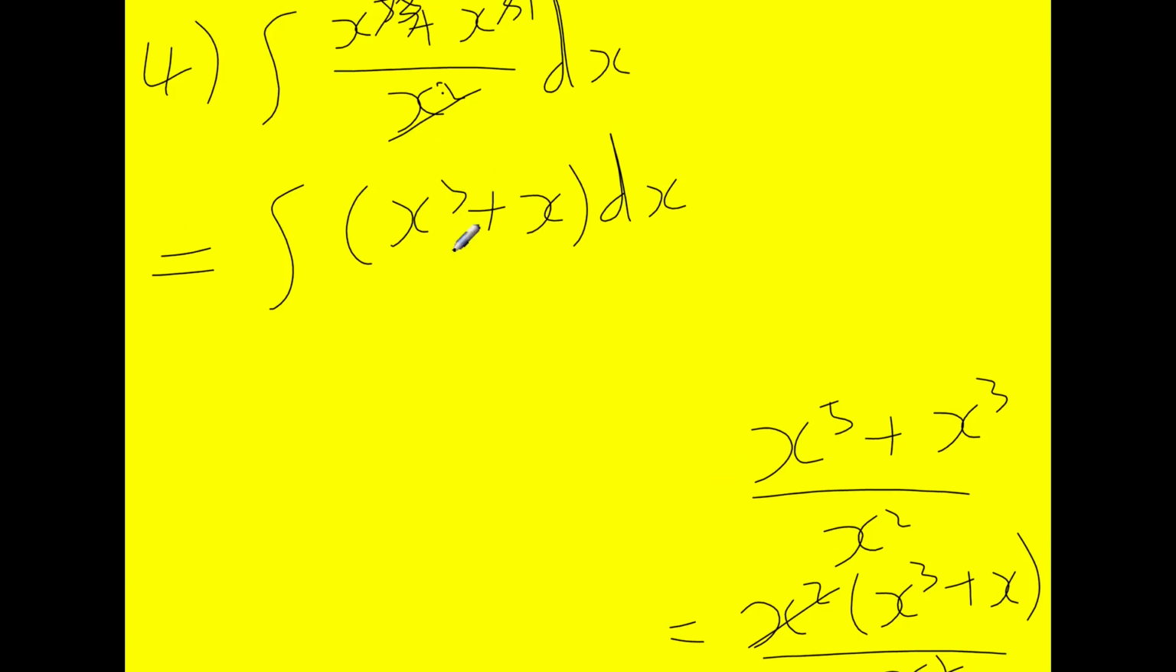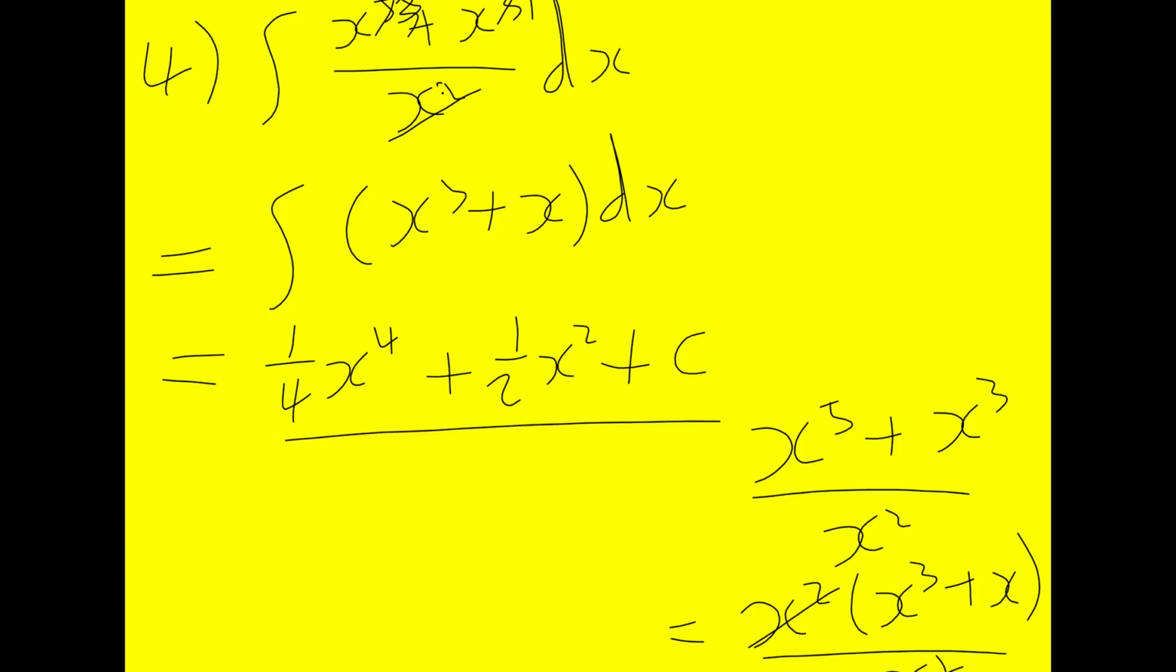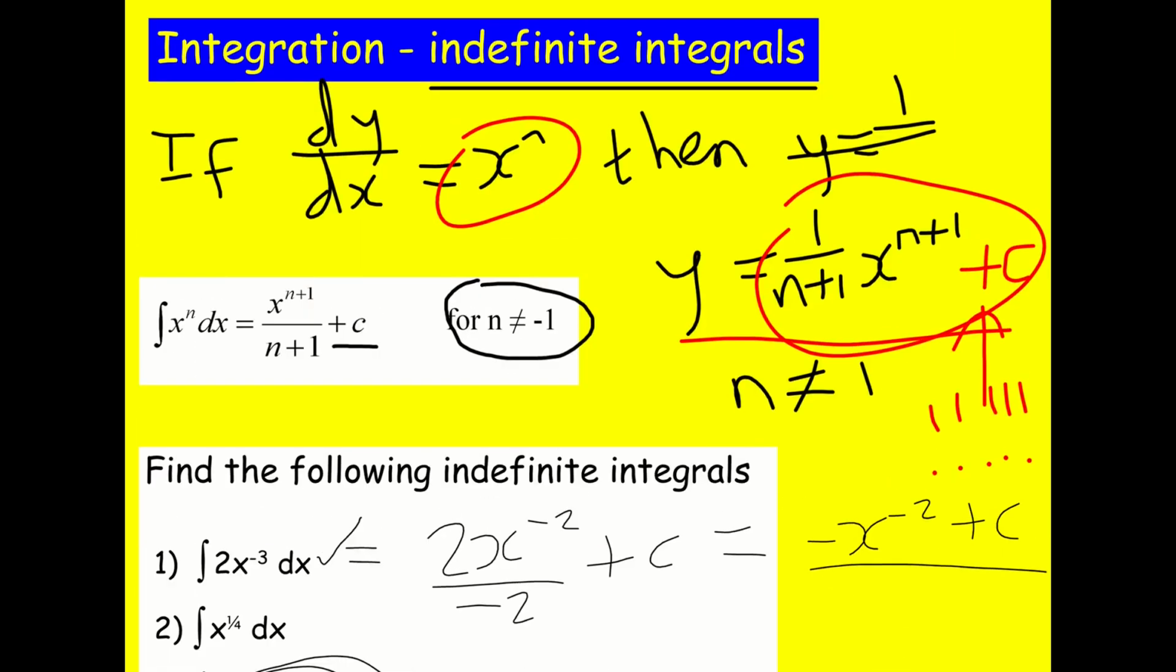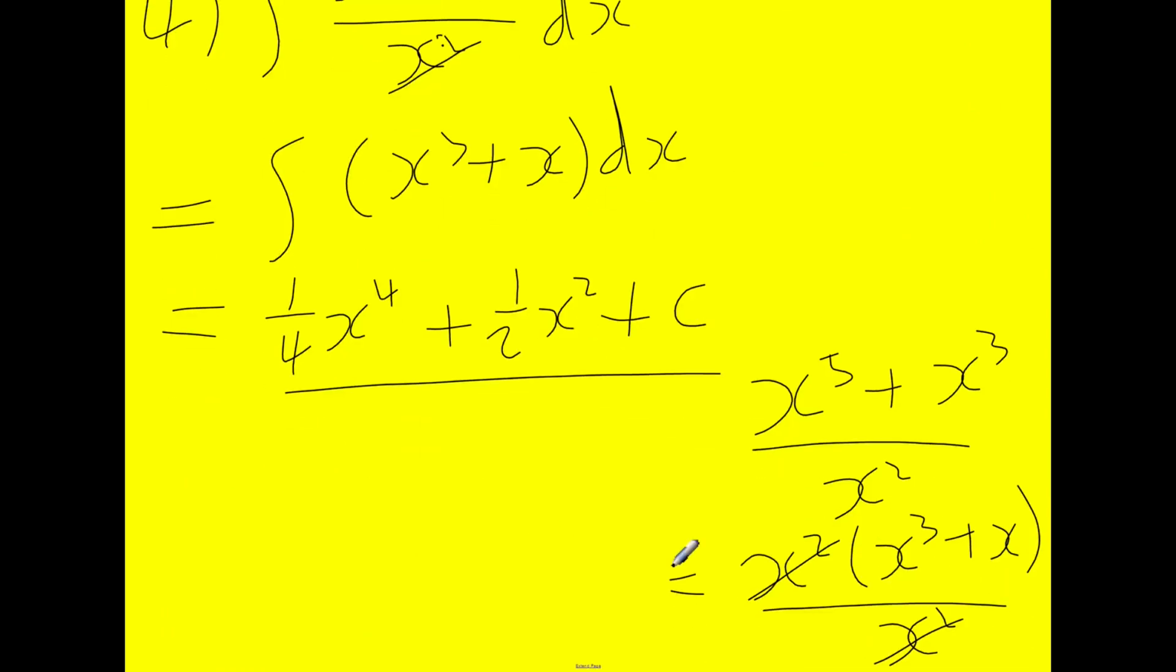In any case, we're left with the integral of x cubed plus x, and now we're just using this rule. It's going to be 1/4 x to the 4 plus 1/2 x squared. I'm doing this in my head, adding 1 to the power and dividing by it in the same go. So if you practice these, you'll get that quick. Hope that makes sense. So these are examples on indefinite integration. Have a go at some practice questions.